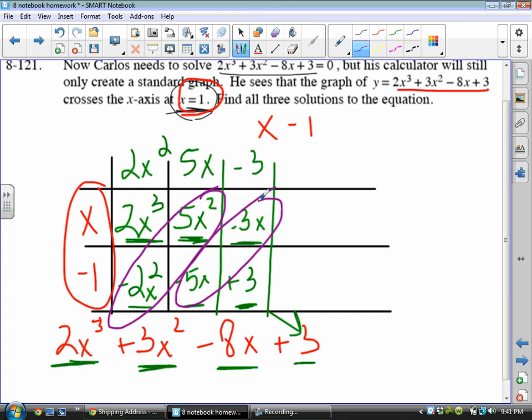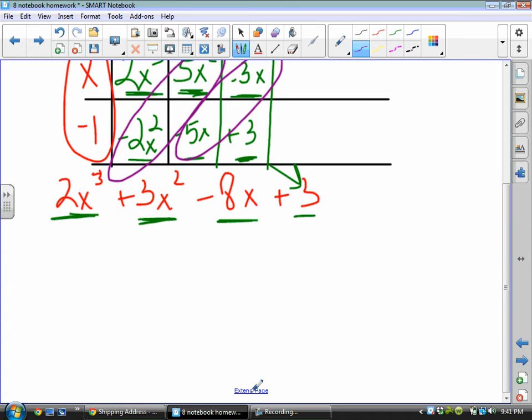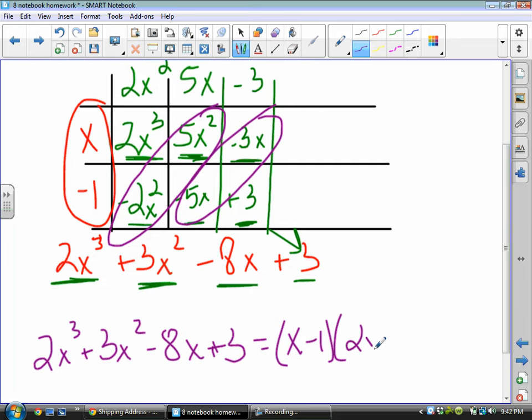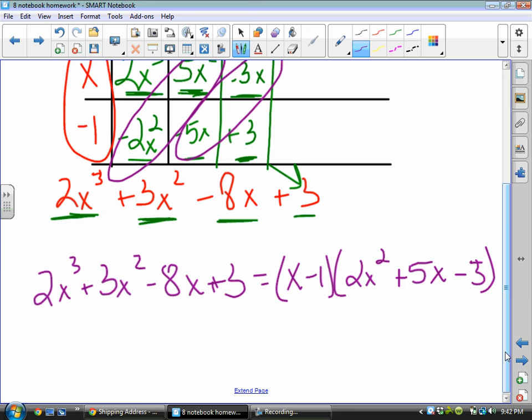Now I'm going to rewrite this big long thing, 2x^3 + 3x^2 - 8x + 3, as the quantity (x - 1) times what we got on the top of our grid, (2x^2 + 5x - 3). Those are equivalent statements. The left side equals the right side. Now I need to solve this side for my zeros, or my x-intercepts. I already know this one, that's going to be x = 1. They gave that to us. But now I need to solve this part.